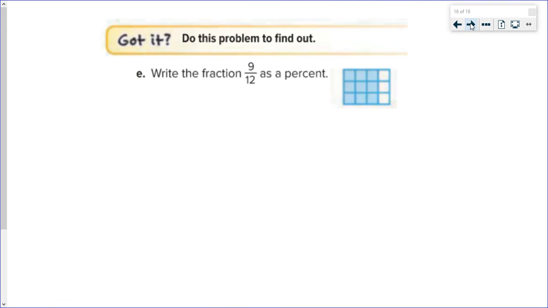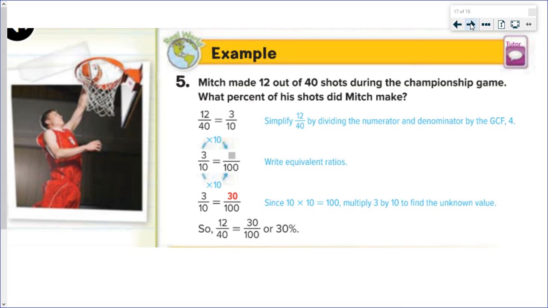I'm going to skip that one, and I want you to just talk about this one last one here. So if we were given a story problem like this, example 5: Mitch made 12 out of 40 shots during the championship game. Pretty good. What percent of his shots did Mitch make? So we want to figure out how much percentage of his shots he made during the championship game.